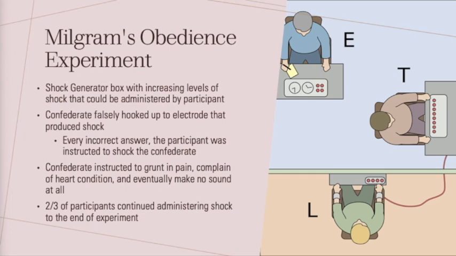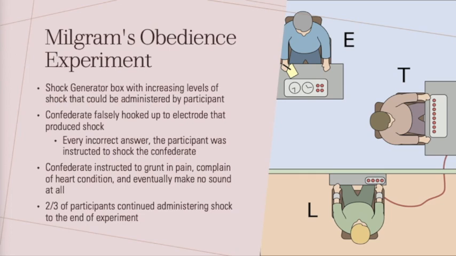So T would be our participant, and they are in control of the shock generator. And they are administering shocks to L, which is the learner or the Confederate. And then E would be the experimenter, and this is the person who is telling the participant what to do. So, the participant was instructed by the experimenter to administer a shock to the Confederate every time they answered a question wrong. So the shock started low but increased in intensity.